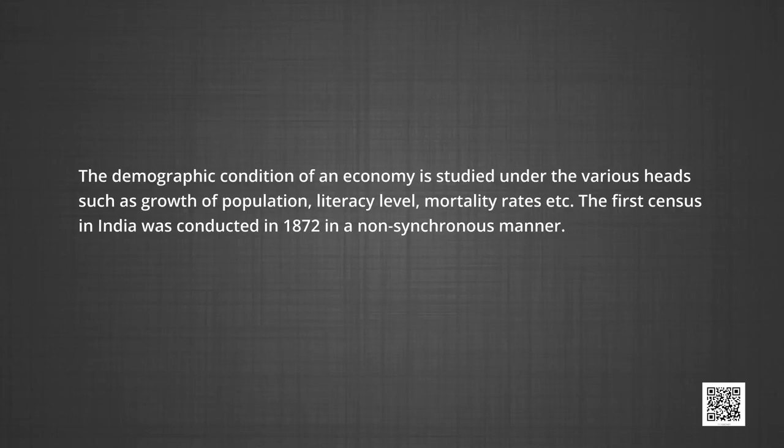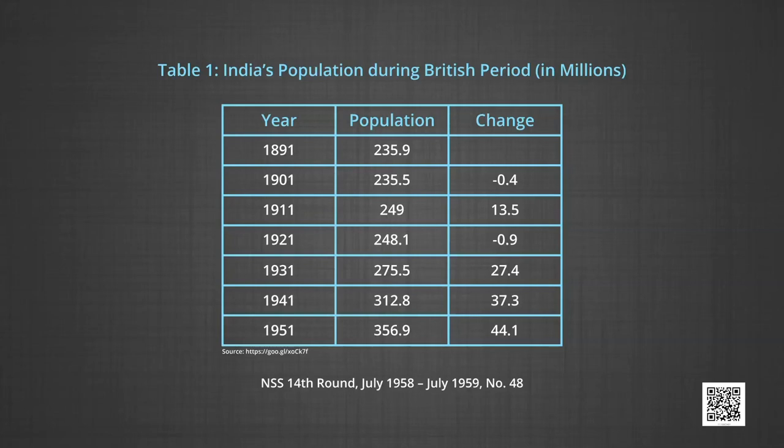Let us come to the point, demographic condition during the British rule. The demographic condition of an economy is studied under the various heads such as growth of population, literacy level, mortality, etc. The first census in India was conducted in 1872 in a non-synchronous manner, but various details about the population of British India were first collected through a census in 1881. Despite certain limitations, it revealed the unevenness in India's population growth. Subsequently, every 10 years, such census operations were carried out.